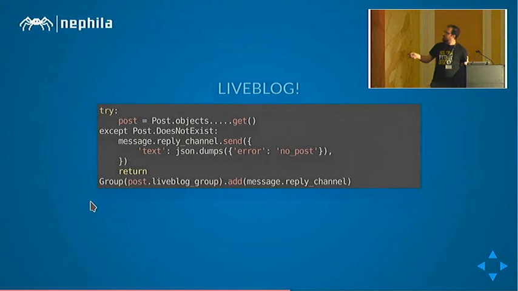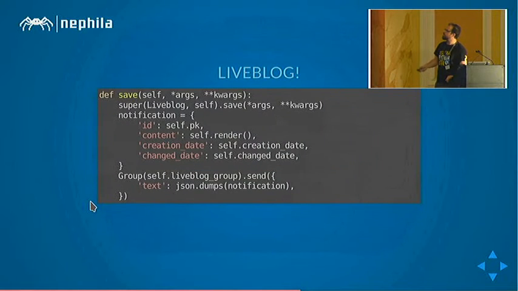Here you just connect the user. This is just a fragment of the consumer, just to display only the important part. The fact is, you can get the post you want to connect, and you create a group out of it and add each client to the group.